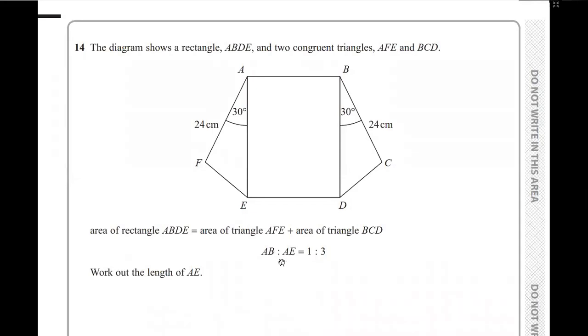And AB ratio AE. Where is AB? This one here is the ratio, this one ratio AE. So basically, if AB is 1 long, this AE will be 3 long. Work out the length of AE.